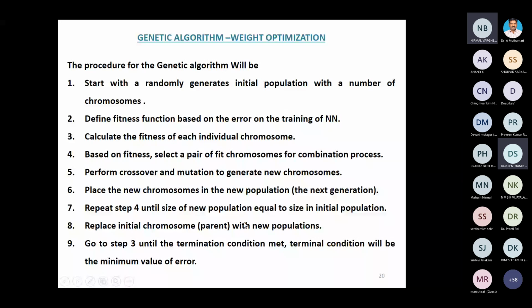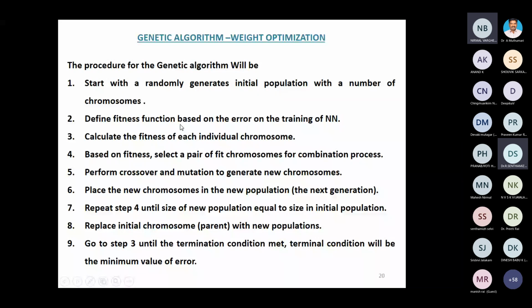Okay, these are the genetic algorithm procedure that I think you all know, but still it's my duty to explain. The procedure for the genetic algorithm will start with randomly generating the initial population with the number of chromosomes. Here the chromosomes, what we consider, are the weight factors. Then define a fitness function based on the error and the training of the neural network. So if the population gives the minimum error, it means it gives a better fitness function.